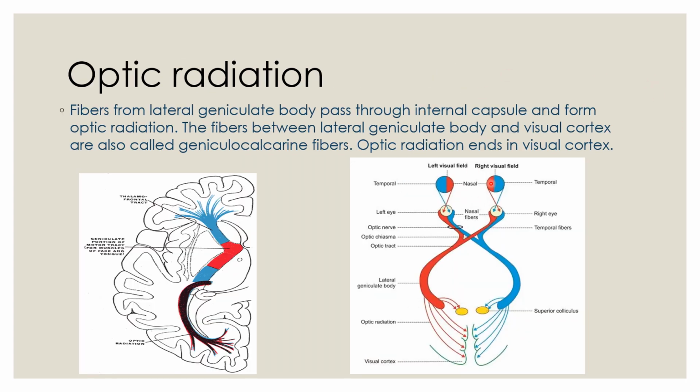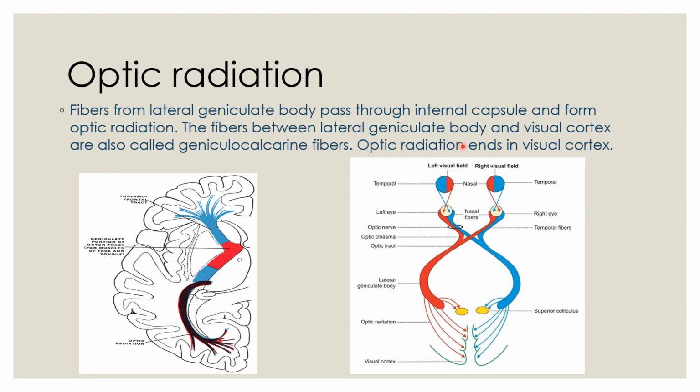Next is the optic radiations. The fibers from the lateral geniculate body pass through the internal capsule. For this, I have put this image. About the internal capsule, we have a detailed study in anatomy. So for understanding, I have put this image. Here is the presence of optic radiations, these fiber-like structures. So these basically arise from the lateral geniculate bodies.